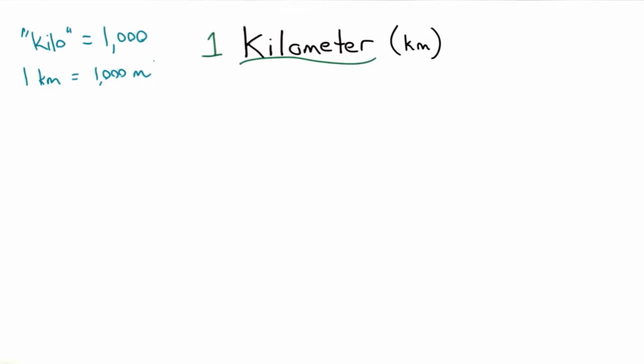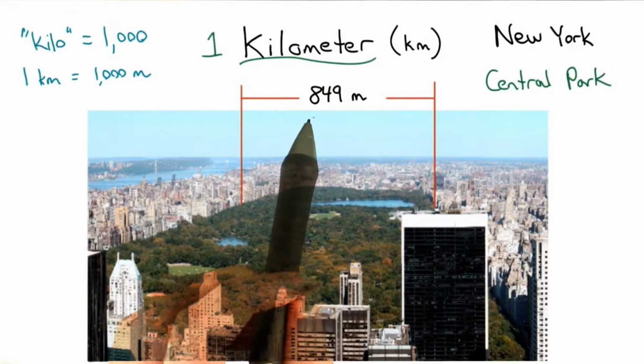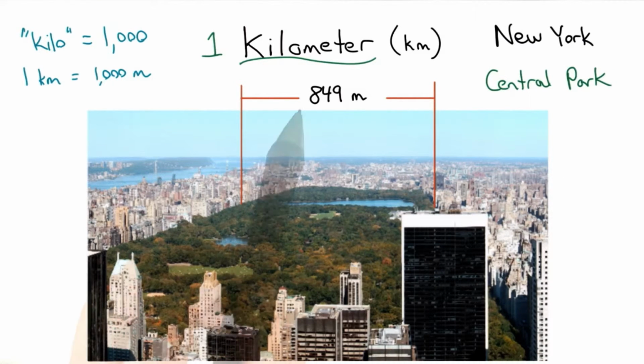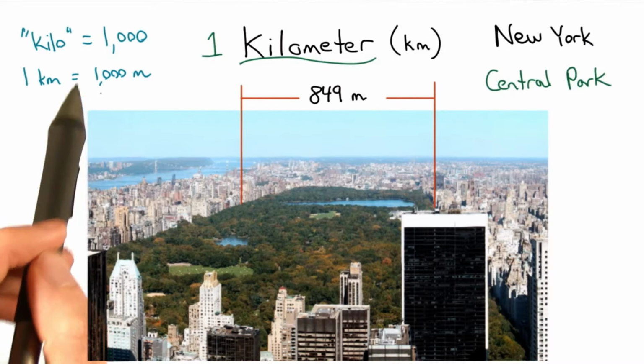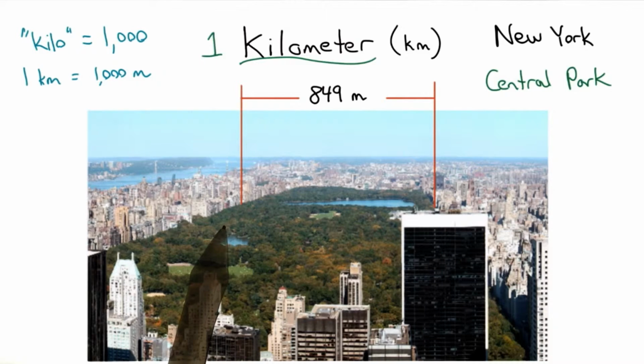And you're probably wondering, what's that distance like? So here's a picture of about a kilometer. In New York City, Central Park is about 849 meters across. 849 meters is just shy of 1,000 meters. So we know Central Park is about a kilometer, but a little bit less than that.